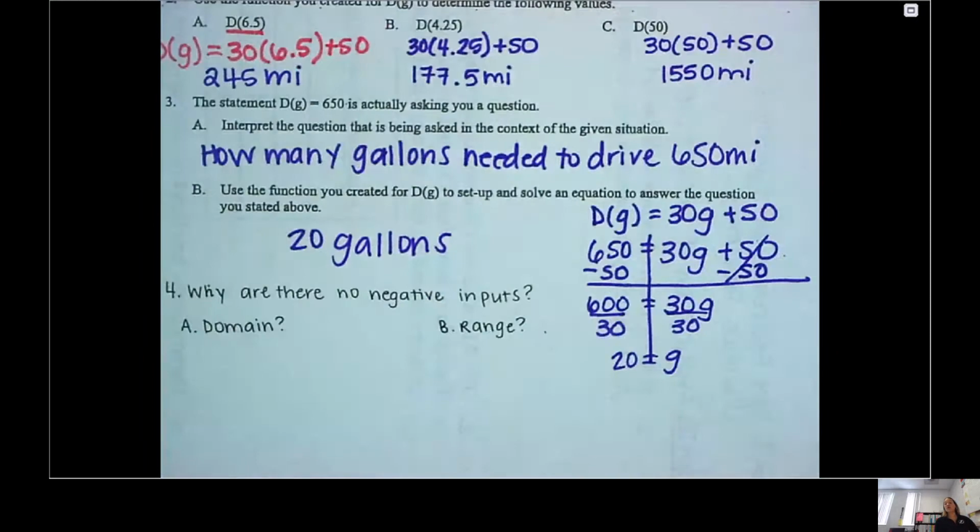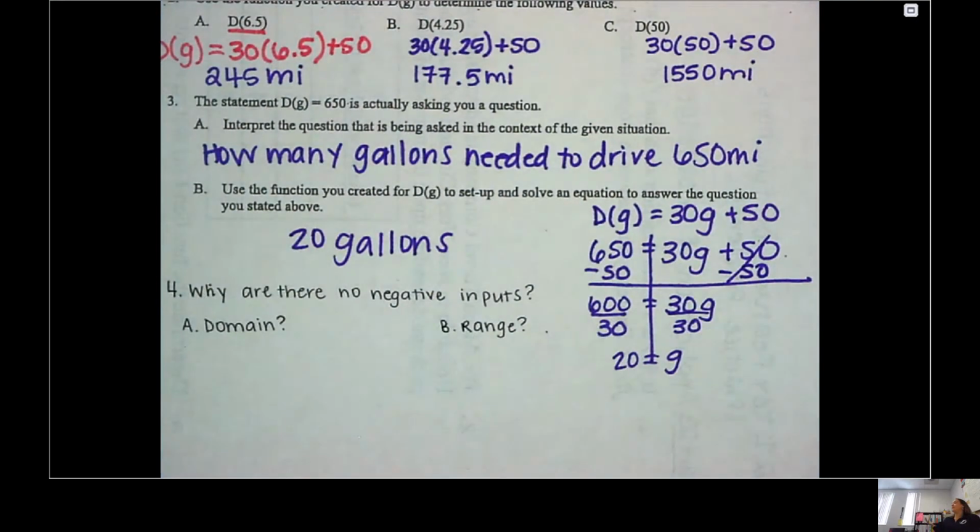So, once you write the equation, like I said, you should be able to solve for any piece of that equation. You should be able to solve for the gallons. You should be able to solve for the miles as well. Either way. Okay, last part, number 4.